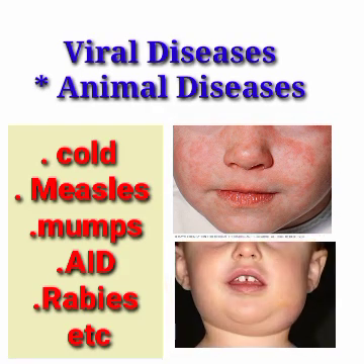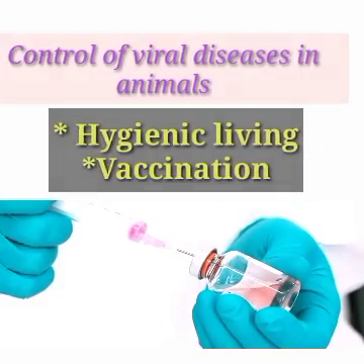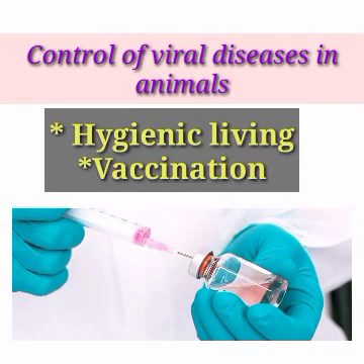Viruses cause different diseases in humans as well as animals. For example, cold, as you see in the picture, a boy with measles, mumps, AIDS, rabies, etc. We can control the viral diseases in animals by hygienic living and by vaccination.